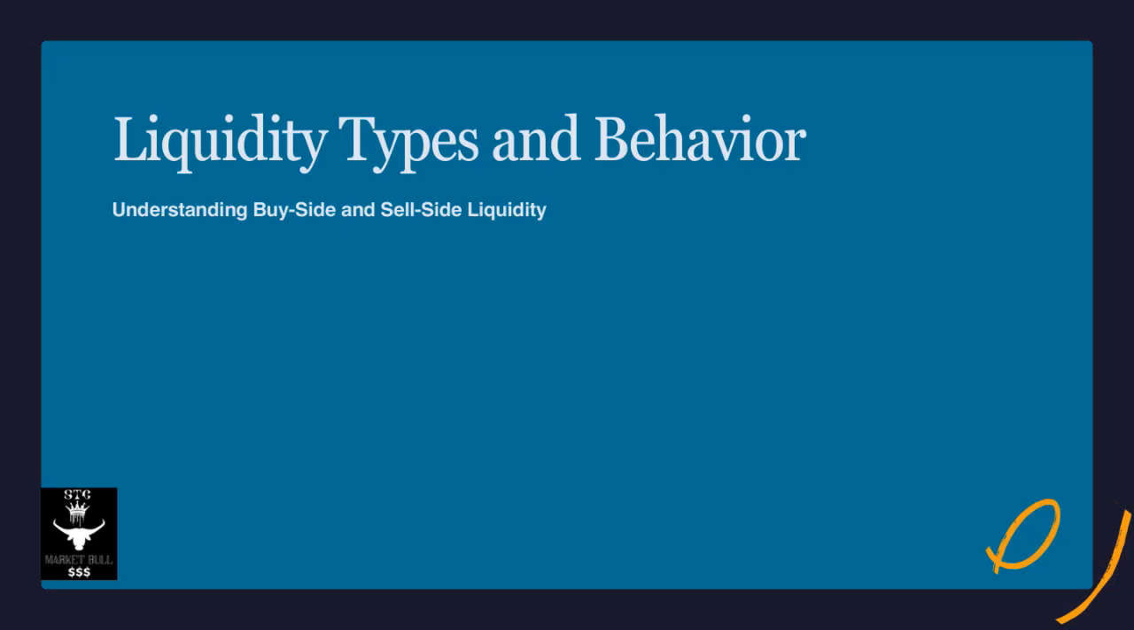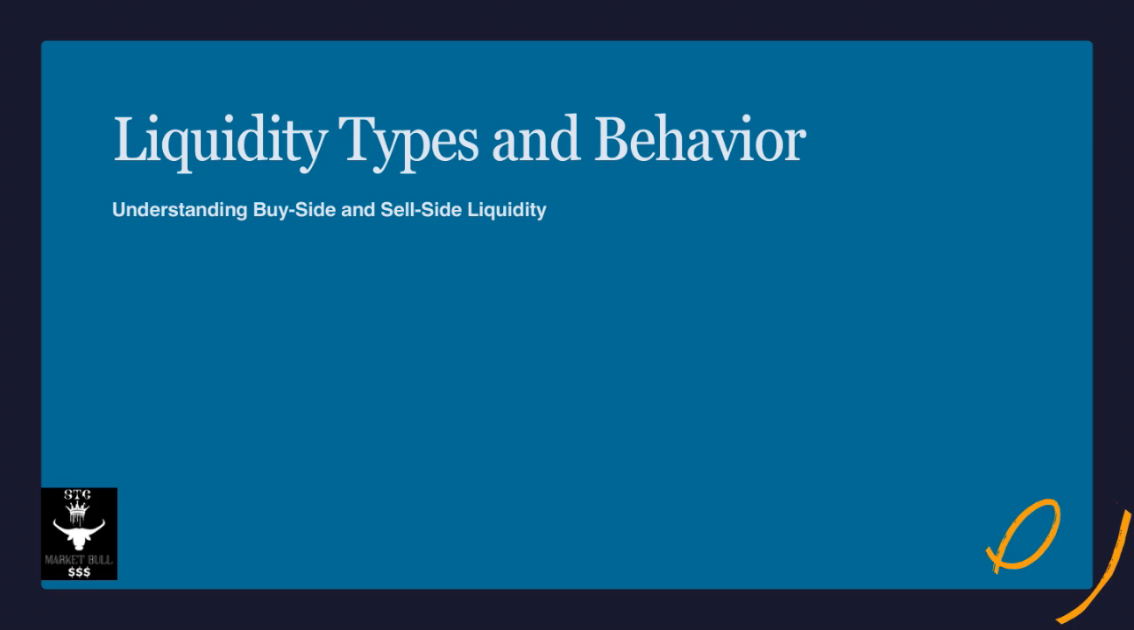Let's take a moment to understand the difference between buy-side and sell-side liquidity. These are fundamental concepts that influence how markets function. Buy-side liquidity refers to the willingness of investors, like asset managers or hedge funds, to buy securities at certain price levels. Essentially, they provide the demand side of the market. On the other hand, sell-side liquidity comes from entities like market makers and dealers who are ready to sell securities. They supply the supply side of the market.